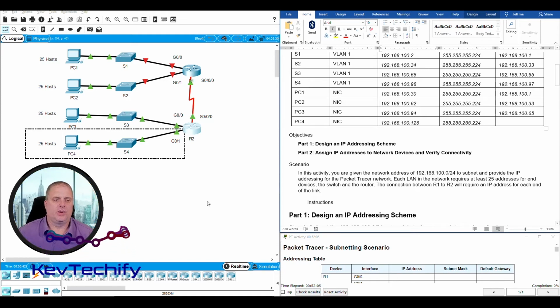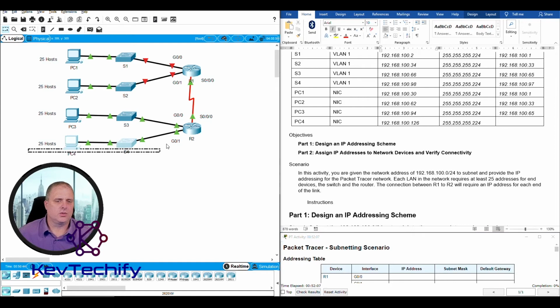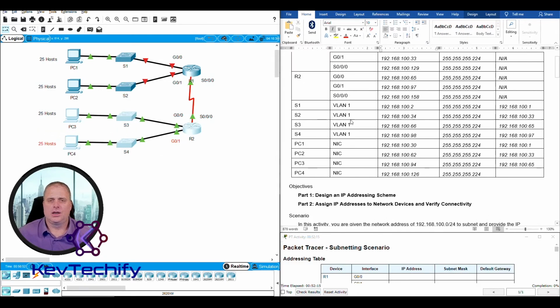192.168.100.126. Then we need to figure out what our default gateway is. Once again, this is our connection, our exit on and off of this local area network, G0/1 on R2. Here is R2, here is gig 0/1. This is the IP address for it, 192.168.100.11. This is our default gateway off of our local area network.